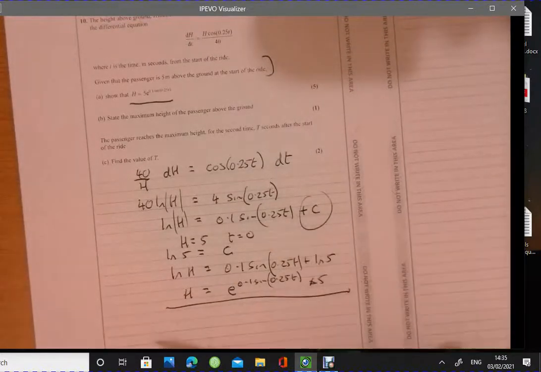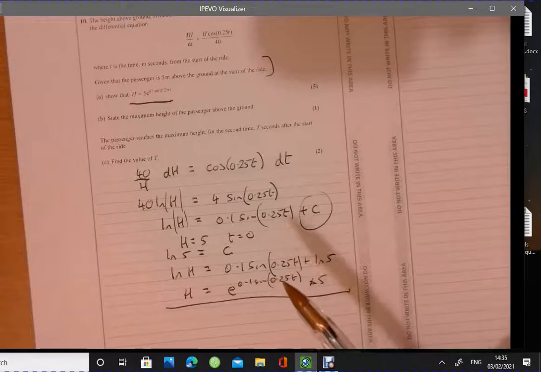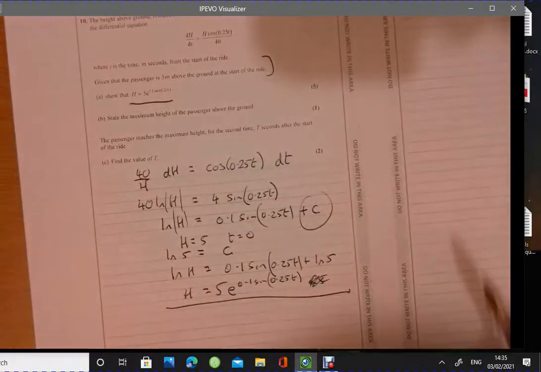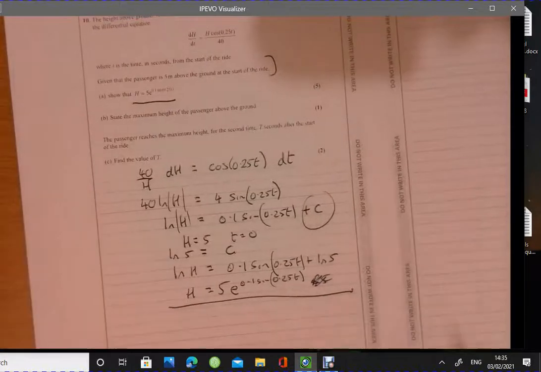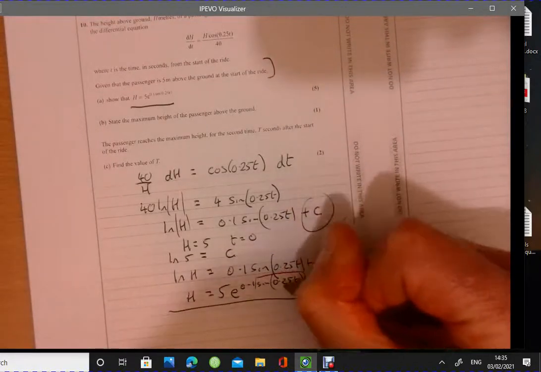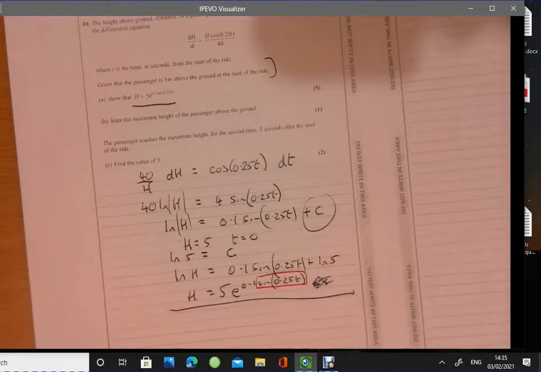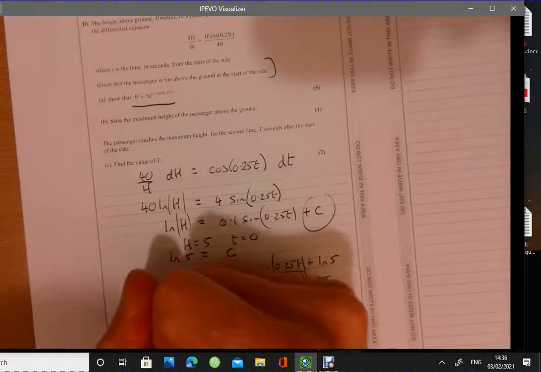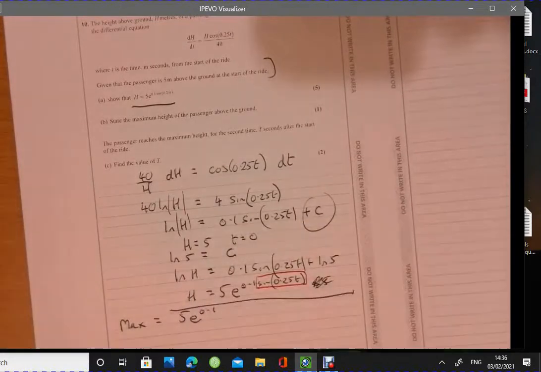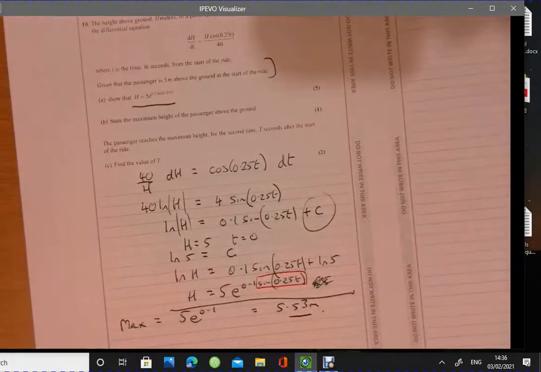Okay, so state the maximum height of the passenger above the ground. I'm just going to put 5 there, just so it's a little bit nicer. So what am I interested in just here? When's the maximum going to happen? The maximum's going to happen when this bit is equal to 1. That's the highest that sine can possibly be, right? We know about sine and cos. So therefore, the max height would equal 5e to the 0.1. And if you work that out, I think it's 5.53 meters. Okay, so there's part B.